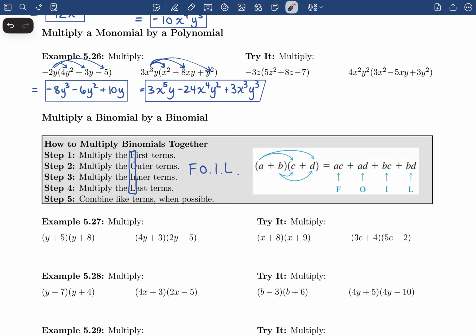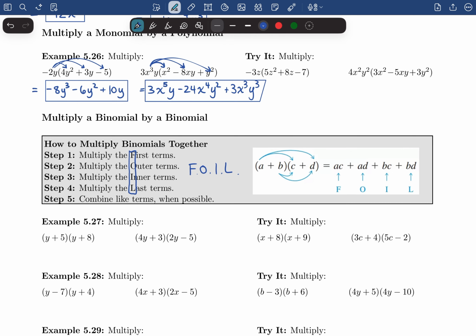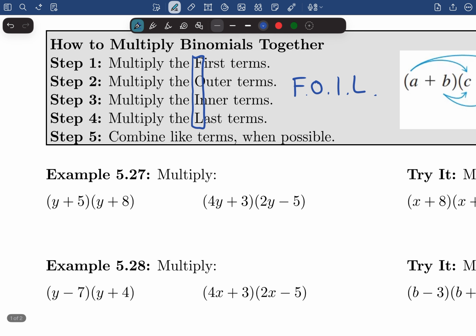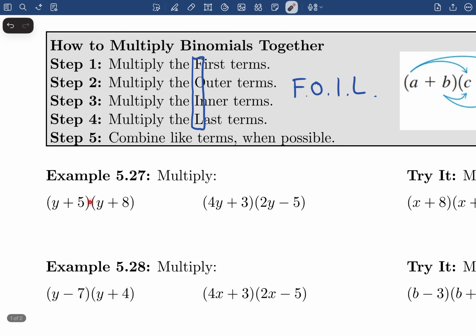So let's go ahead and practice this method of multiplying two binomials together. And so we'll look at a variety of examples here. Here's example 5.27. So when I see y plus 5 times y plus 8, I know this is multiplication because there's no operation shown between the binomials. If this was addition, I'd have a plus sign. If it was subtraction, a minus sign, or division. No, this is none of those. When there's no symbol, that implies multiplication in algebra, okay?